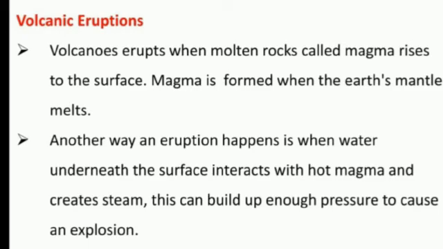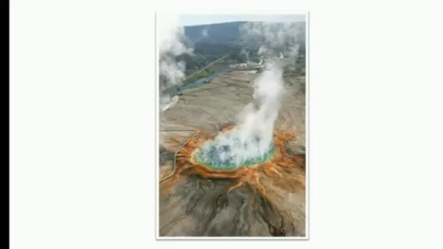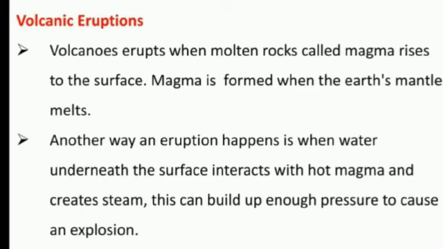Another way an eruption happens is when water underneath the surface interacts with hot magma and creates steam. This can build up enough pressure to cause an explosion. So basically a volcanic eruption is a good example of pressure. When water underneath the surface interacts with hot magma it creates steam, due to which pressure is built up, and this pressure leads to an explosion. So a volcanic eruption is basically because of the extreme pressure inside the interior part of the earth which leads to an explosion.